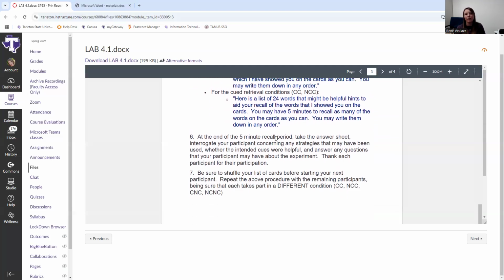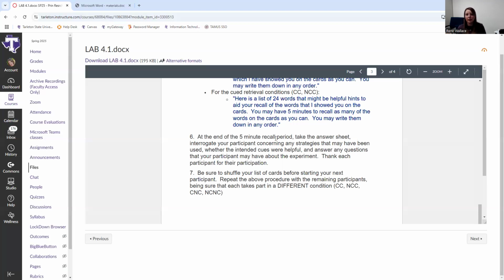At the end of the 5-minute recall period, so they get 5 minutes, and after the 5 minutes, if they've written all 24 and they're amazing and have wonderful memory, then you can end it sooner. And if not, let them go the full 5 minutes and write down as many as they can remember.